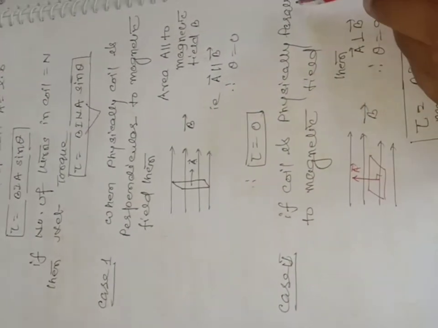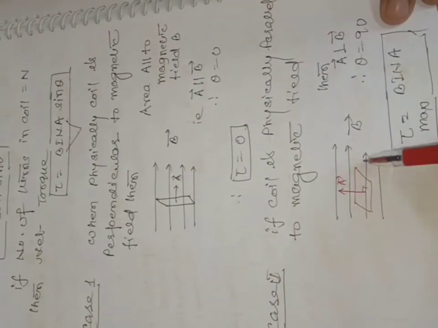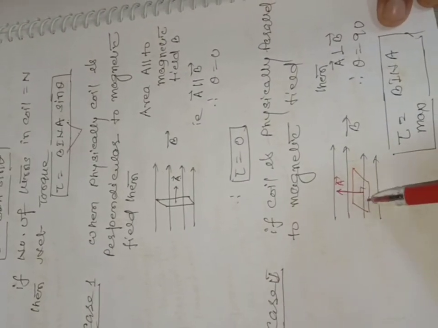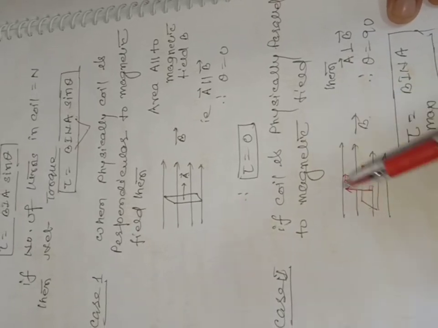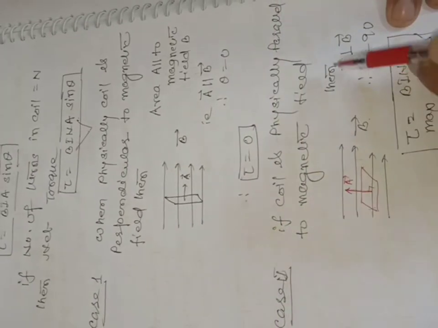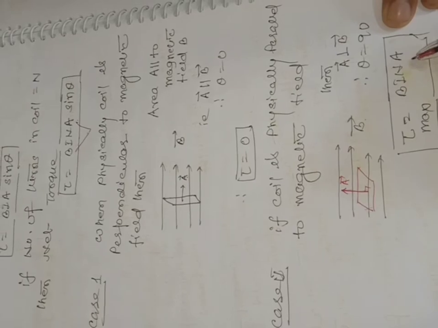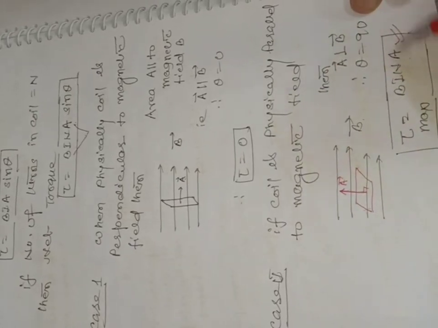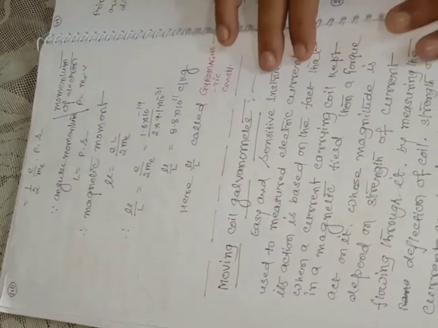Second case, if the coil is physically kept parallel to the magnetic field like this, the direction of area is perpendicular to the plane, so the area vector is perpendicular to the magnetic field. So if physically kept parallel, then theta will be 90, so maximum torque will act on it, which is here BINA, because sin theta becomes 1. Clear? So in this way you can calculate the torque acting on the coil in different positions.